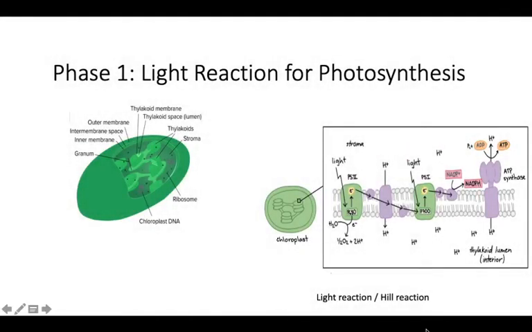Today we are going to discuss the light reaction of photosynthesis, and before going into this we need to understand two things. Number one is the chloroplast structure, and a little bit about the biochemistry or the process.